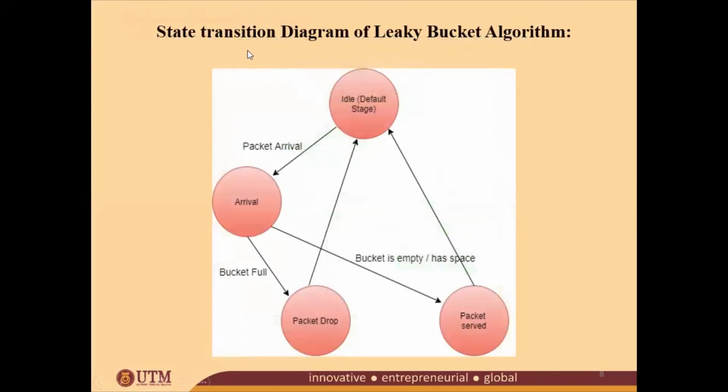Let's start with the state transition diagram of the leaky bucket algorithm. Here, the packets arrive at the arrival stage. If the bucket is full, the packet will be dropped, and then it goes to the idle default stage. If, on arrival, it sees that the bucket is empty or has space, the packet will be served, and then it goes to the idle default stage and follows the same iteration.